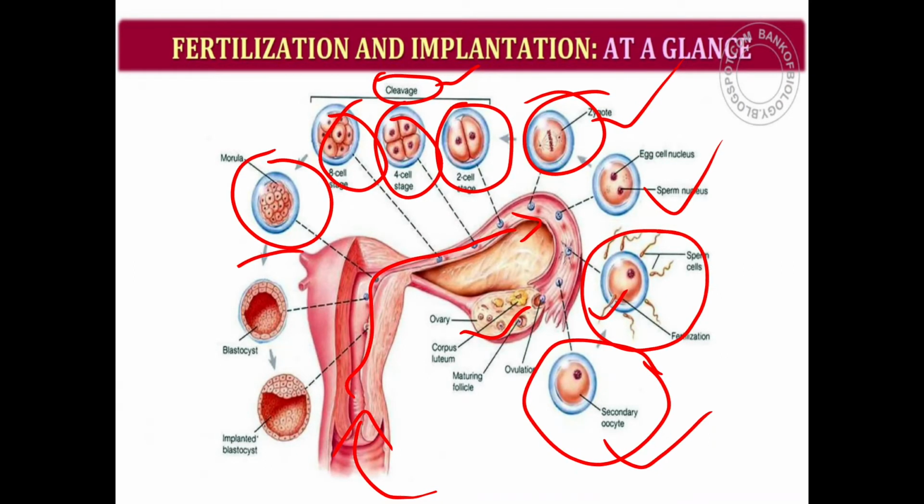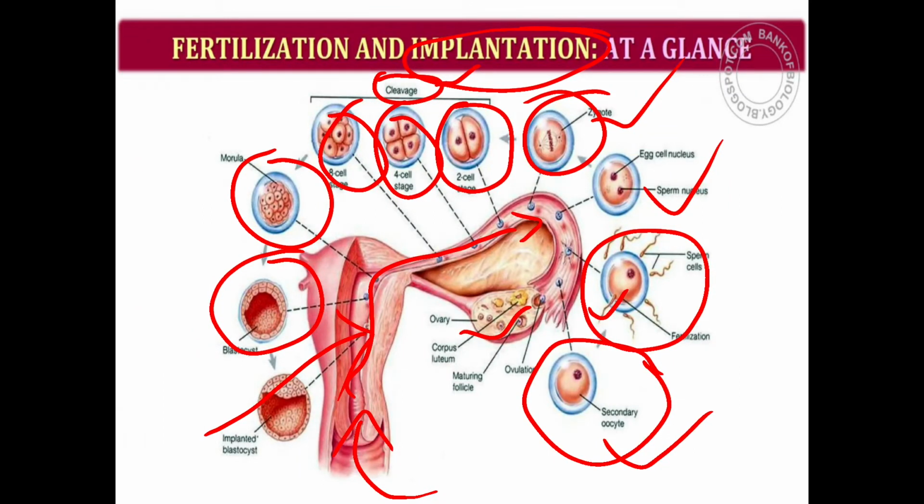After the morula, the blastomeres of the morula get rearranged and form the blastocyst. The blastocyst contains the outer layer, the trophoblast, an inner cavity, the blastocoel, and at one end, the inner cell mass. Soon after the blastocyst is formed, it gets implanted. On the uterine wall there will be attachment of this blastocyst. This attachment we call implantation. Understood? So this is implantation.